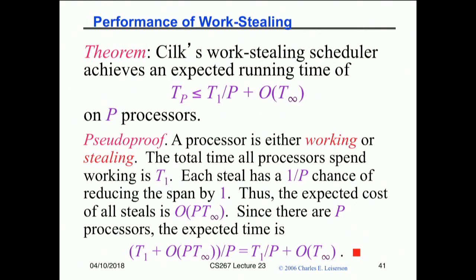So each steal has one chance over P of reducing the span by one, the span being the critical path length, because you find something that you can do. And so the expected number of steals is P times T infinity. And since there are P processors, we get an expected running time that looks like this. So this gives you a sketch of how you get these two pieces of both the proof and the bound.